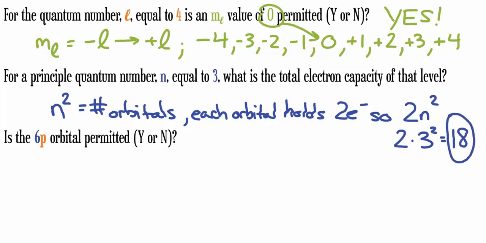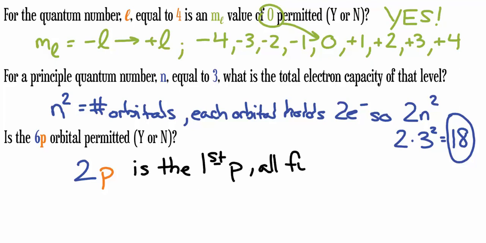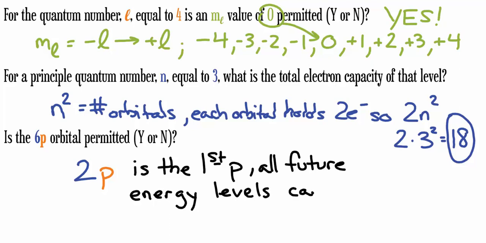Is the 6p orbital permitted? Yes. Once an orbital type is established, it will be permitted for every future energy level. The p comes up in the second energy level. 2p is the first p orbital section allowed. Therefore, it will be allowed for all future energy levels, even those that are just currently theoretical.